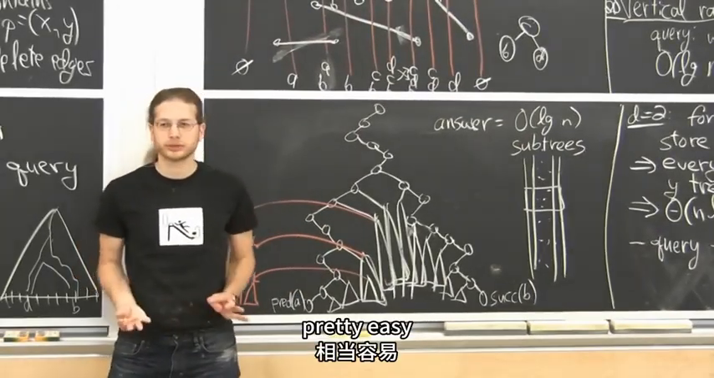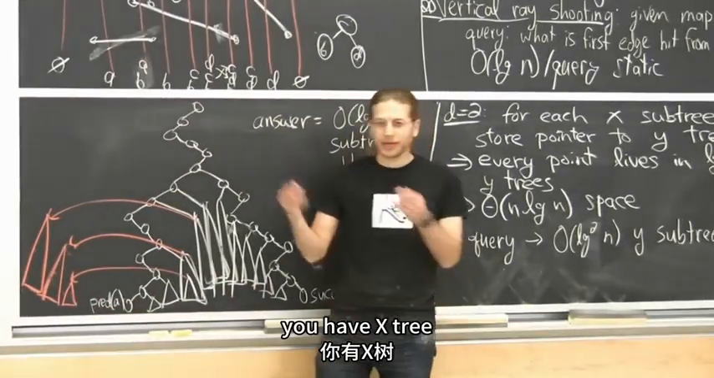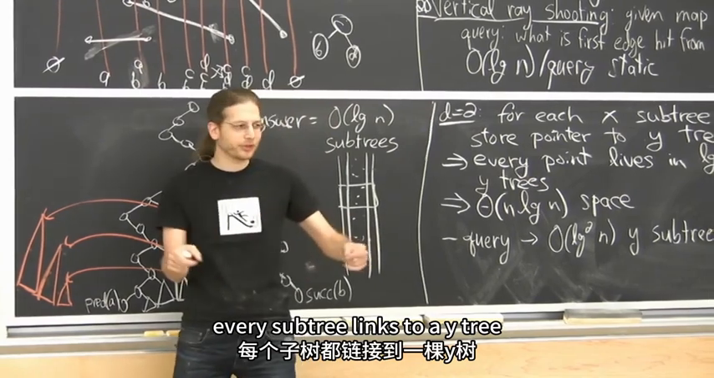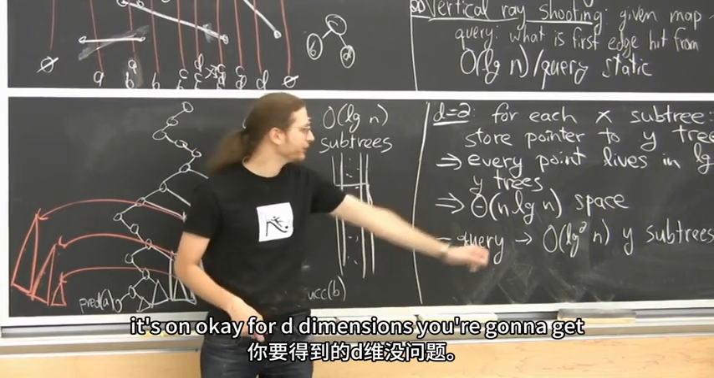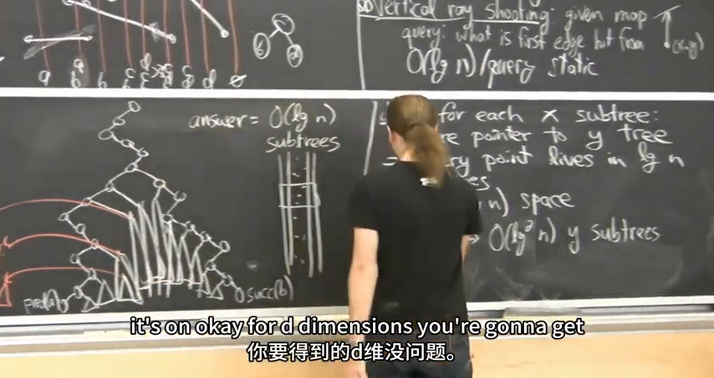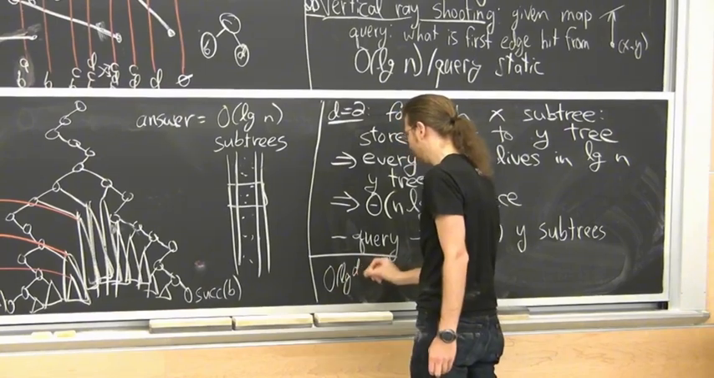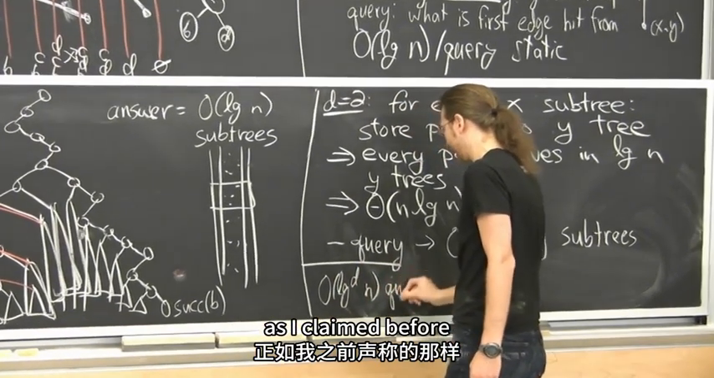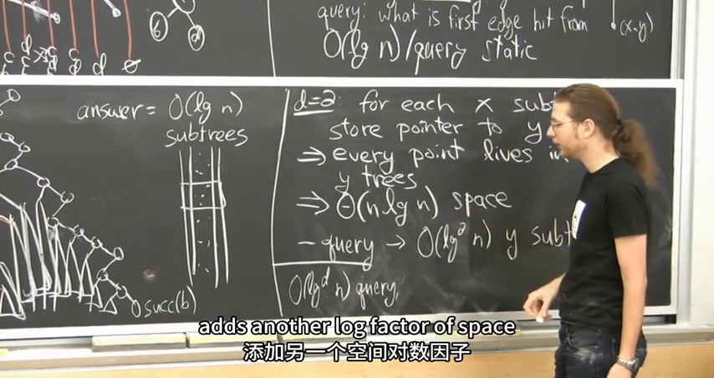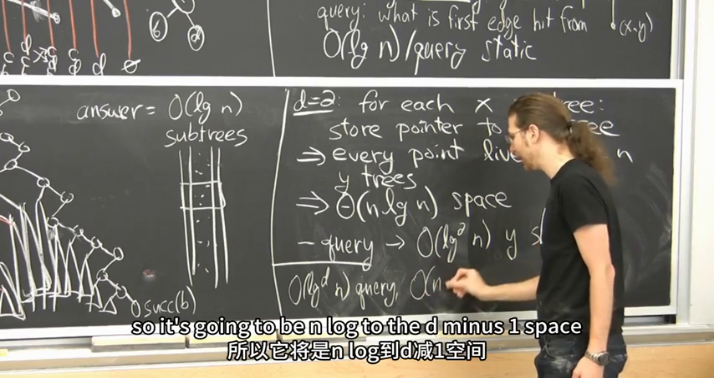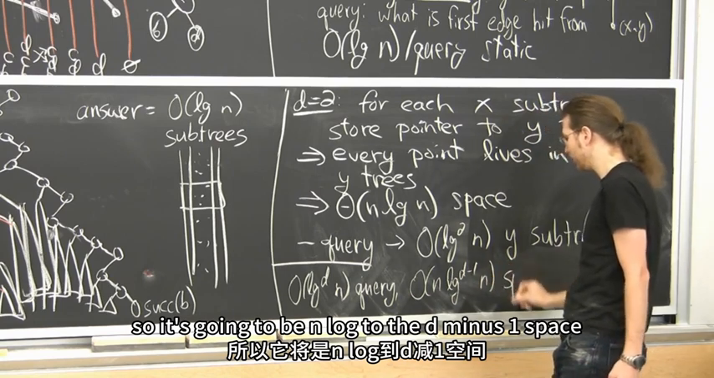Okay, pretty easy. Of course, d dimensions is just the same trick. You have an x tree, every x subtree links to a y tree, every y subtree links to a z tree, every z subtree links to a w tree, and so on. For d dimensions, you're going to get log to the d query, as I claimed before. How much space? Well, every dimension you add adds another log factor of space. So it's going to be n log to the d minus 1 space.